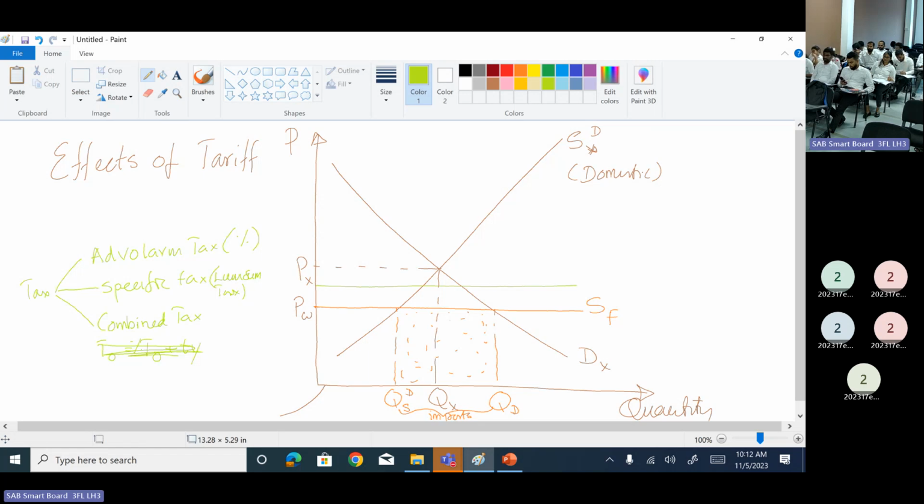Import price increase, right? So this is PW plus T. Yes, plus T. This is the big text. This curve shifts upward. What happened? The price increase, no? Artificially price increase because of this tariff, no? So that will induce encouragement for the domestic suppliers to supply more.